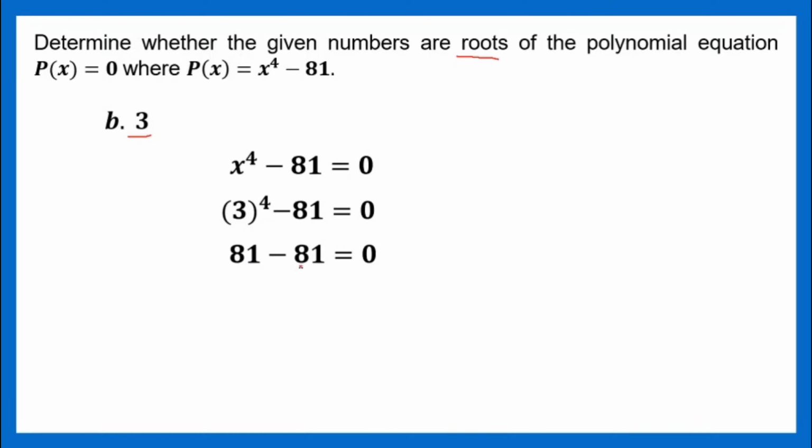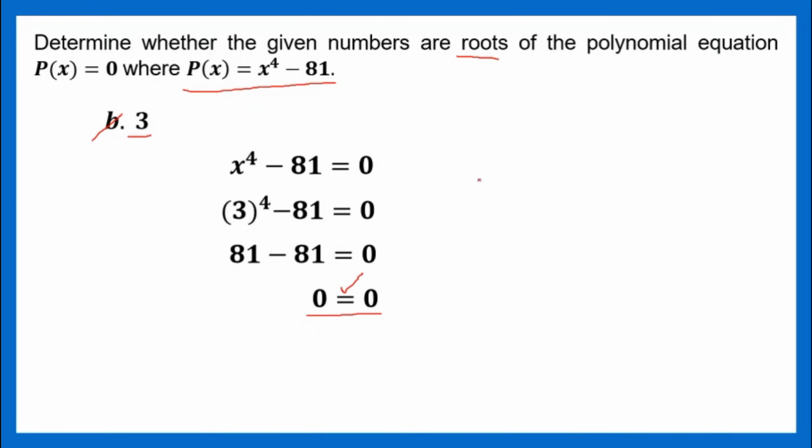81 minus 81. Ano ba ang 81 minus 81? Solve further. The answer is 0. Ayan. So, naging equal yung dalawa. Tama? Yung 0 is equal to 0. So, ang ibig sabihin nito, yung 0 is equal to 0, ibig sabihin yung 3 is a root of this polynomial function. So, ang palatandaan natin lagi, kapag nag-0 equal to 0 yung dulo natin kapag nag-solve tayo or nag-check tayo, that would mean that yung number na chinek natin is a root of that polynomial function.